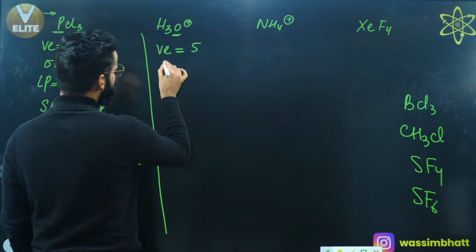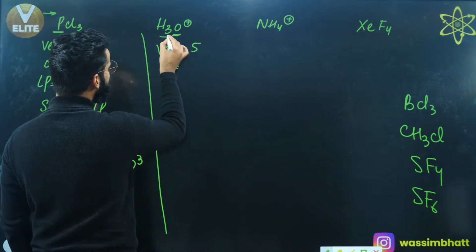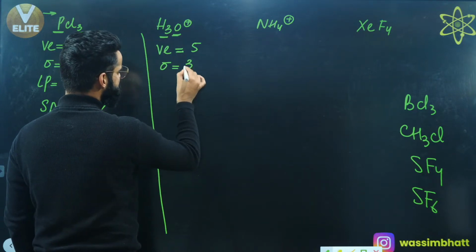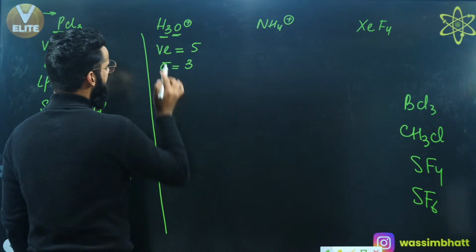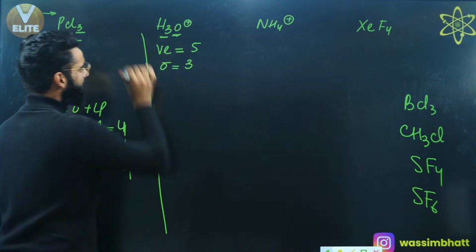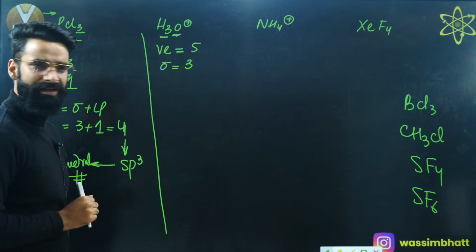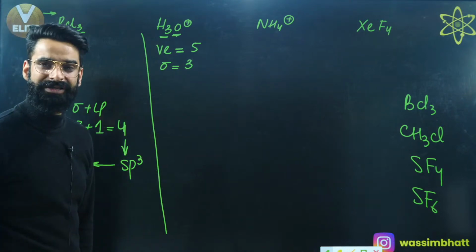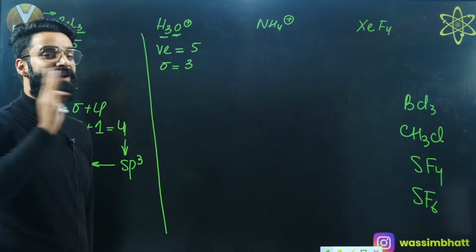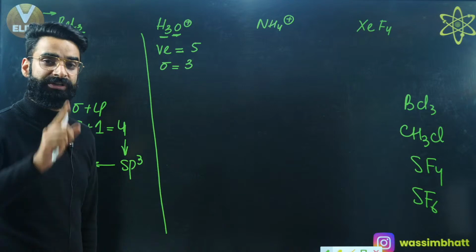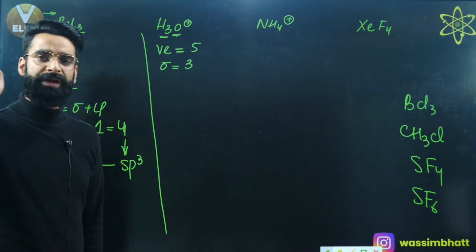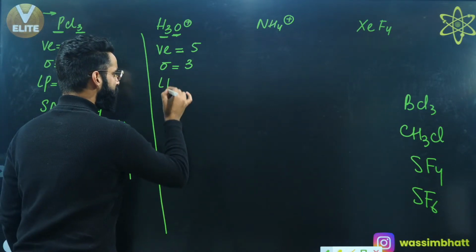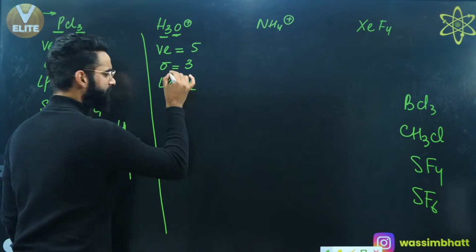How many sigma bonds are being formed? Have a look. How many terminal atoms attached? 3. So the sigma bonds are simply going to be 3, right? This oxygen is forming 3 bonds, right? So this oxygen had 5 valence electrons, and out of those, it is using 3 valence electrons for the bonding. So there'll be 1 lone pair on the oxygen, right? There'll be 1 lone pair present on the oxygen, correct?